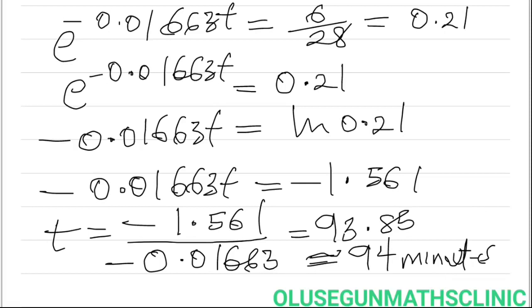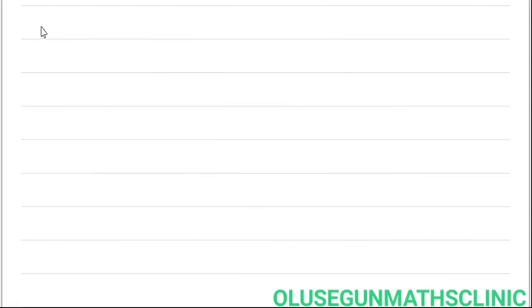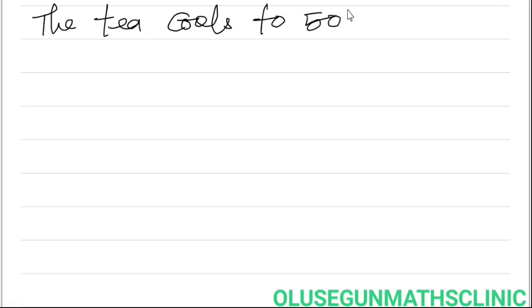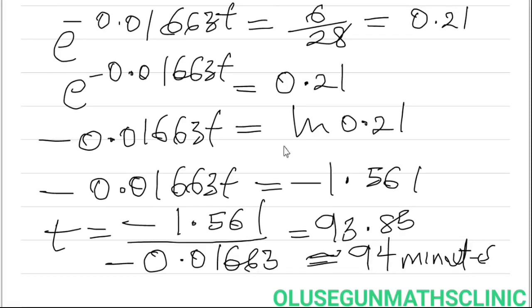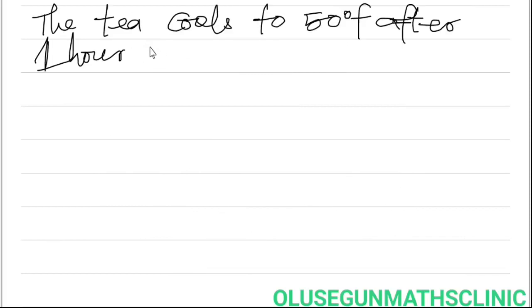So let's write it in a formal way. The tea cools to 50 degrees Celsius after 1 hour 34 minutes, that is 94 minus 60, which gives 34 minutes. So that is for that.